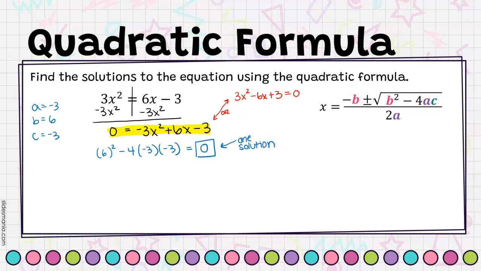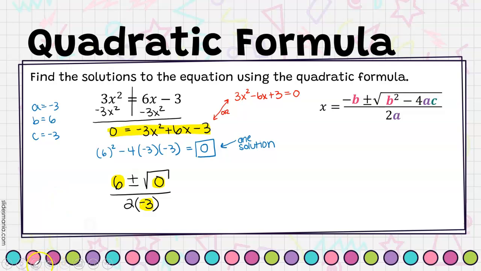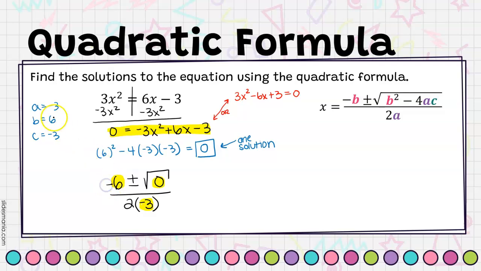So the next thing I want you to think about is what are we going to be plugging in to figure out what that one solution is? What is your next step? You should have plugged in the opposite of b, which would give you a negative 6. I messed that up. Look at that, even teachers mess up. A negative 6, because it has to be the opposite of 6. My discriminant is 0, and I have to divide that by 2 times my a value, which is negative 3. From here, I want you to find what would be your one solution by simplifying that equation.